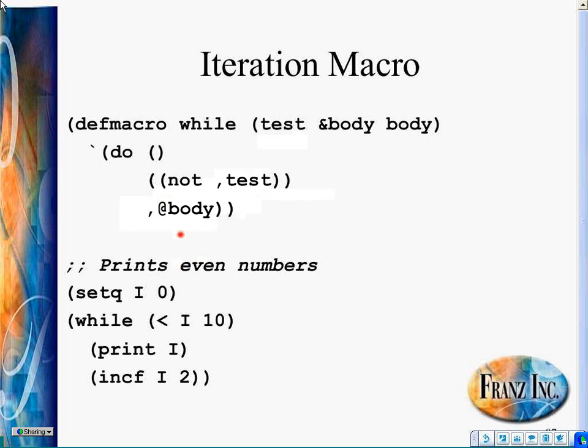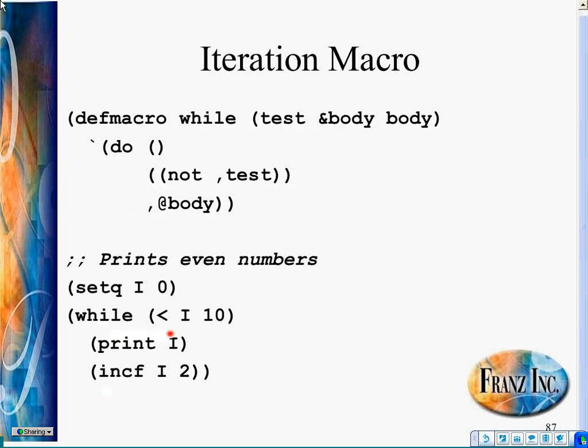And then here's the body. That's where the body goes in the call to do. So what this macro does is that it has a test form, and it starts evaluating the body and keeps evaluating it again and again and again until the test form returns true. So here we're saying we start with I equals 0, and we're saying while I is less than 10, we print I, and we then increment I by 2.